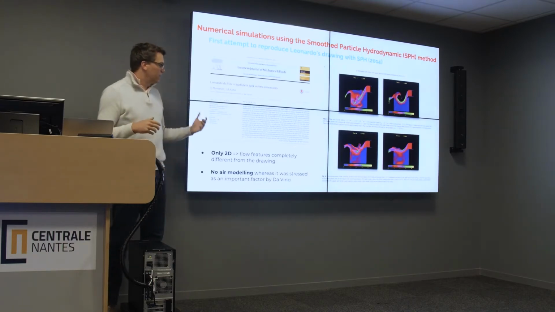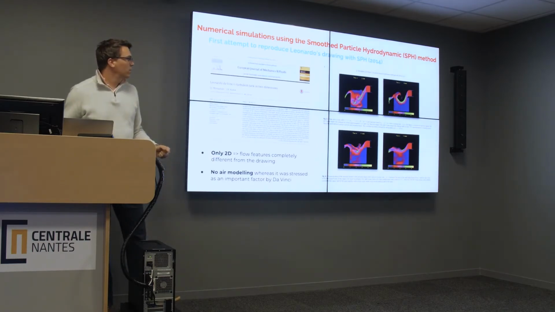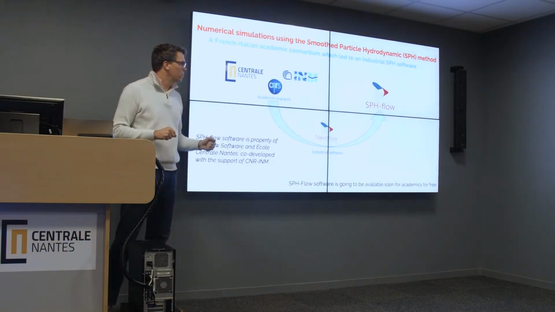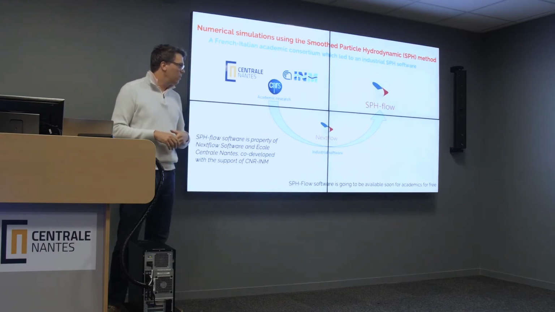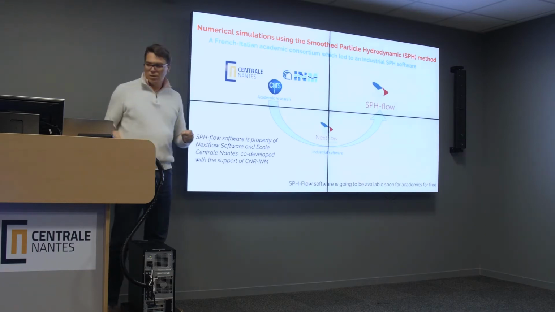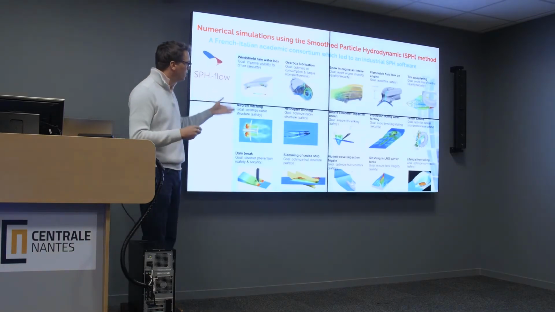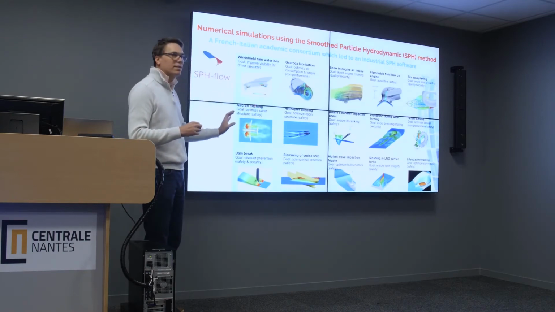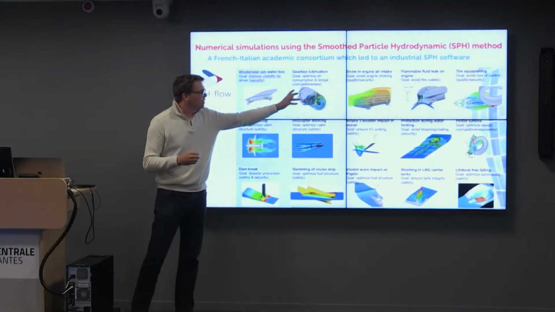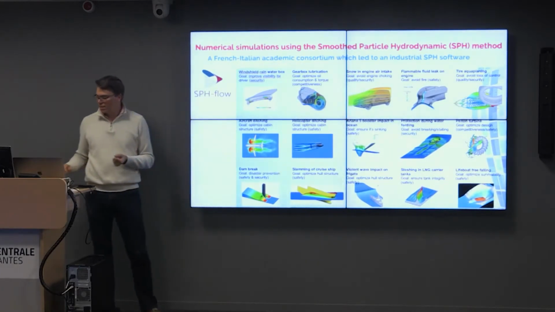So we decided to study this in 3D and with all the details of the flow in terms of air, water, and turbulence. And to do this, we will use the software we have developed in collaboration between Rome and Nantes, which is now sold by a spin-off of Central Nantes, which is called SPH Flow. This software can do many complex free surface flows. You see here examples, and you see in each situation the complexity comes from the fact that the free surface is very complex in every situation. So this is really a method dedicated to simulate this kind of flows.